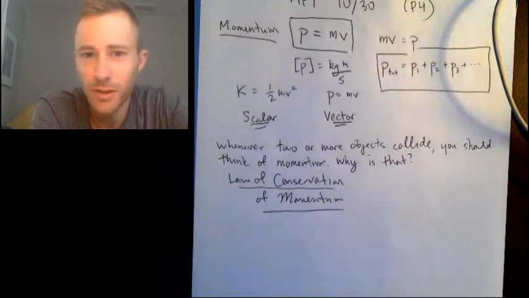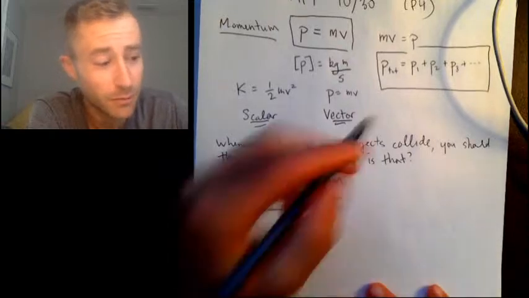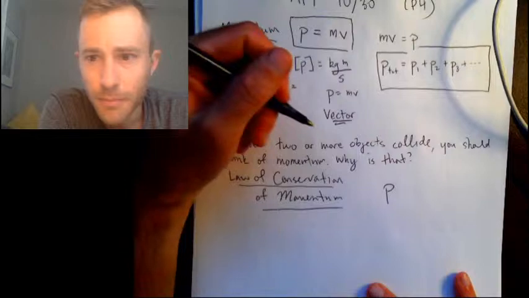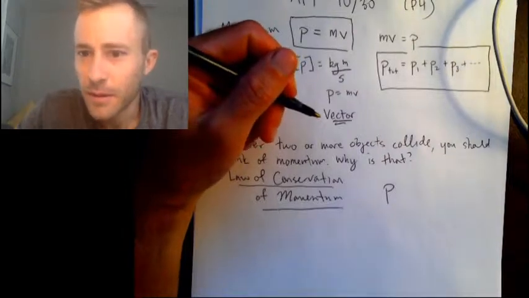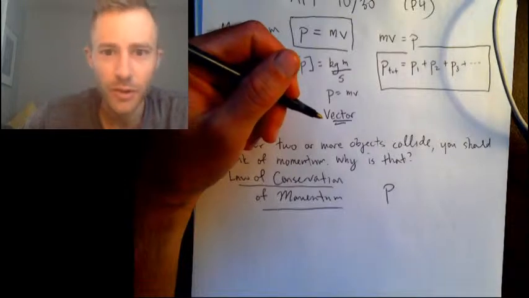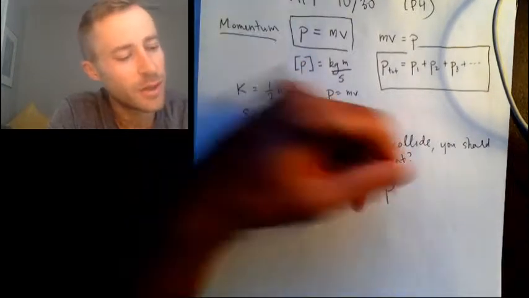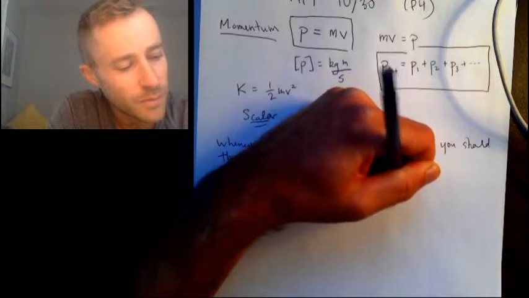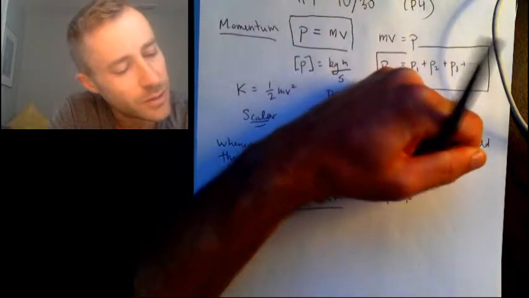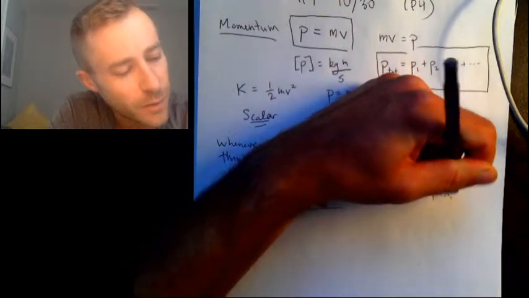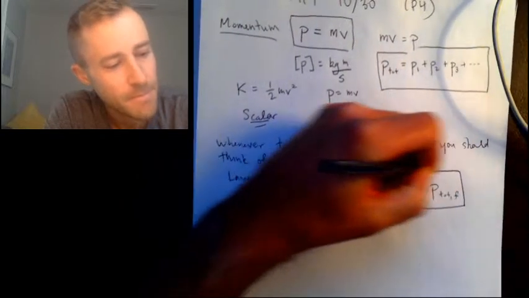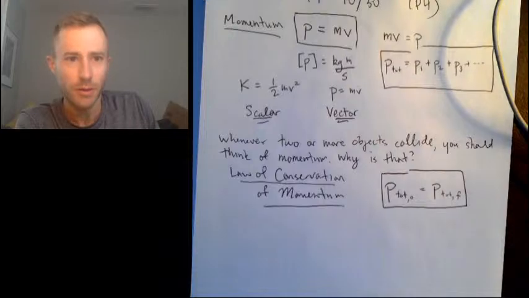Okay, no one wants to answer what a conservation law is. Okay, that's fine. You do you. Oh, okay, someone answered. Conservation laws means nothing is lost. Yeah. So what the law of conservation of momentum says is that the total initial momentum before the collision is equal to the total final momentum after the collision. Okay? So that's called the law of conservation of momentum.